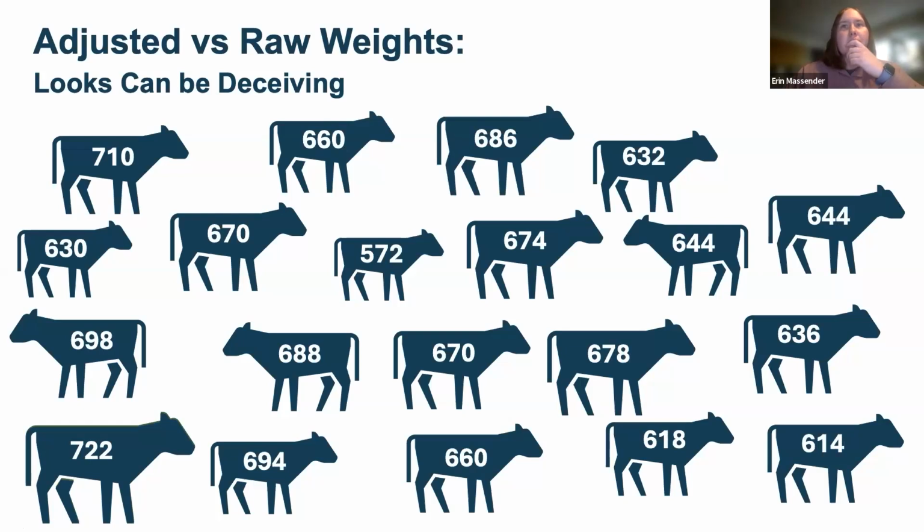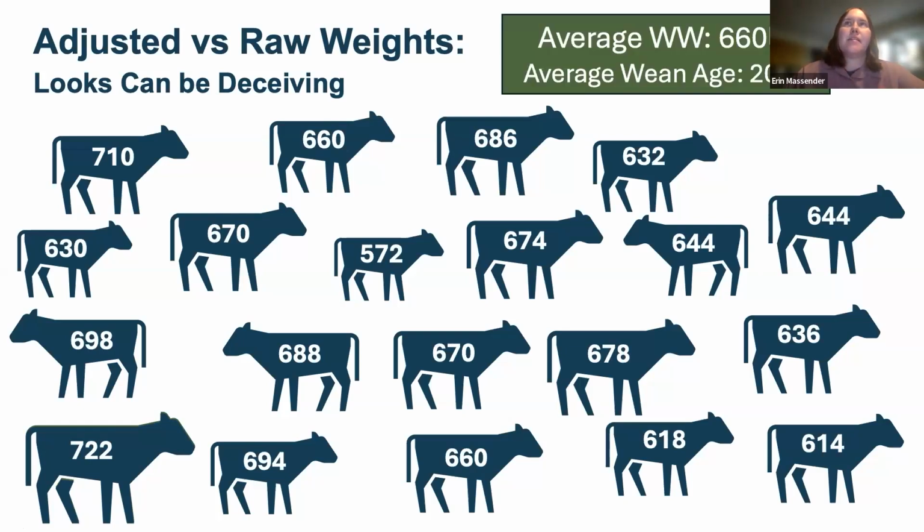Then maybe we start to look into the weaning weights of the group. In this case, the average weaning weight was 660 pounds, which is, again, the BCRC target benchmark for performance for Eastern Canada. And they were weaned at an average age of 204 days. When you start to look at the numbers on the weaning weights here, calf 1 looks quite good. He has the highest weaning weight of this group.